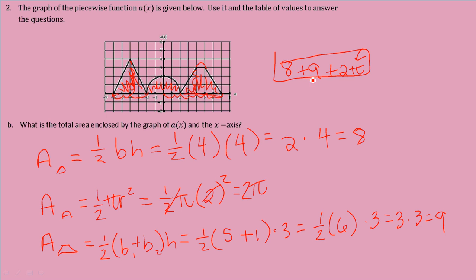But I know that that's like disturbing to leave it like that. So you can write 17 plus 2 pi. But please don't go any further than that. Just leave it like that. Why are you going to do extra work and lose time plugging in pi when you don't need to? 17 plus 2 pi is fine. In fact, 8 plus 9 plus 2 pi is even better. Okay?